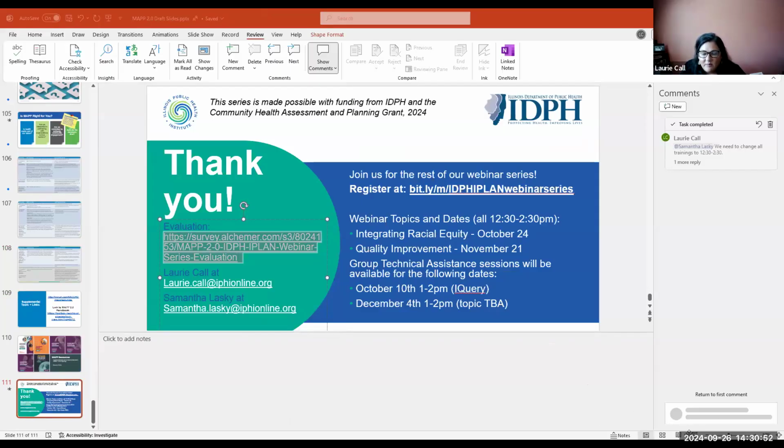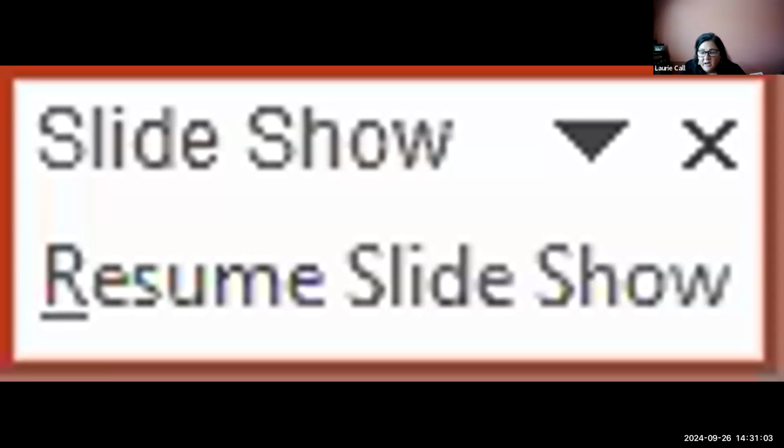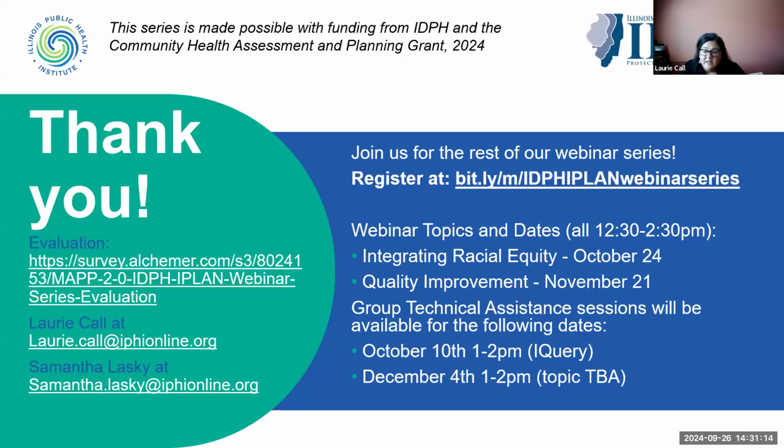Our next webinar, we have two coming up in October. October 10th is a technical assistance session all on iQuery. We'll be hearing from Dr. Frida Folcom and her team about new updates and the data that you can access in iQuery and a demo. And then on October 24th, we'll really be digging more into that power piece and integrating racial equity into your IPLAN process, regardless of whether you're using MAPP or IPLAN. So we look forward to seeing you on those dates.